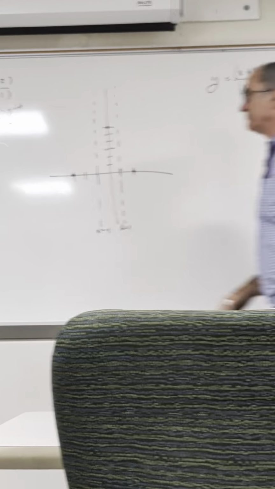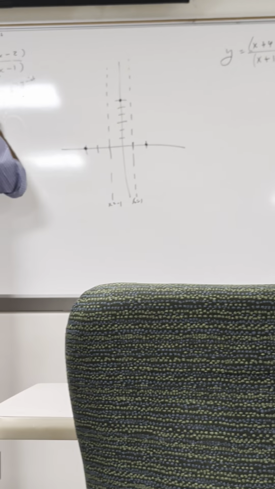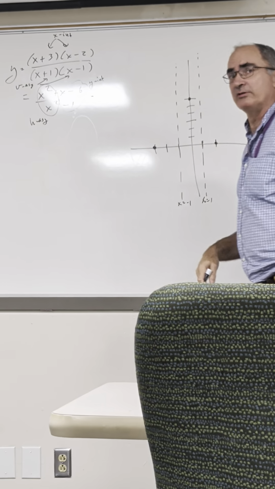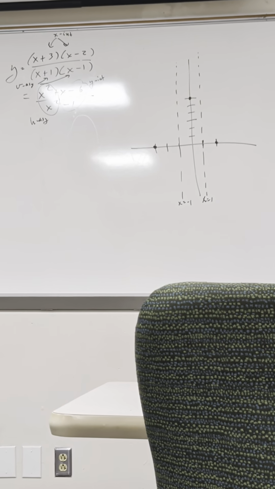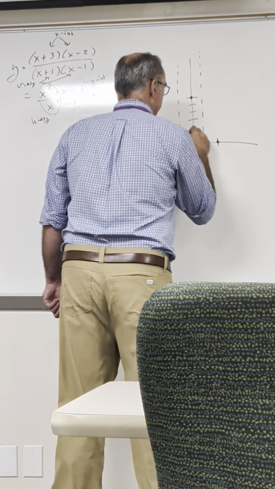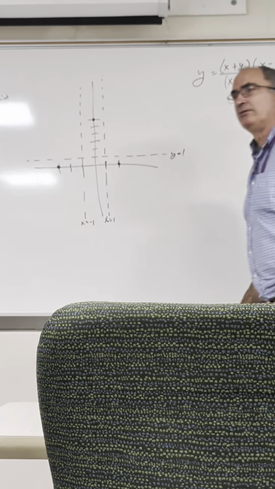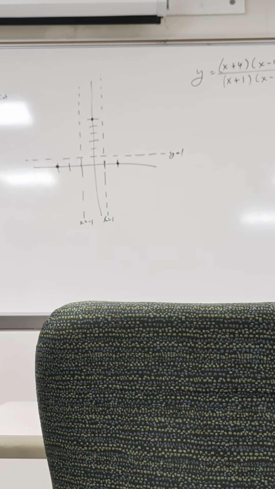Horizontal asymptote. I'm looking here. The ratio of the lead terms. X squared over x squared is 1. So y = 1 is going to be the horizontal asymptote.